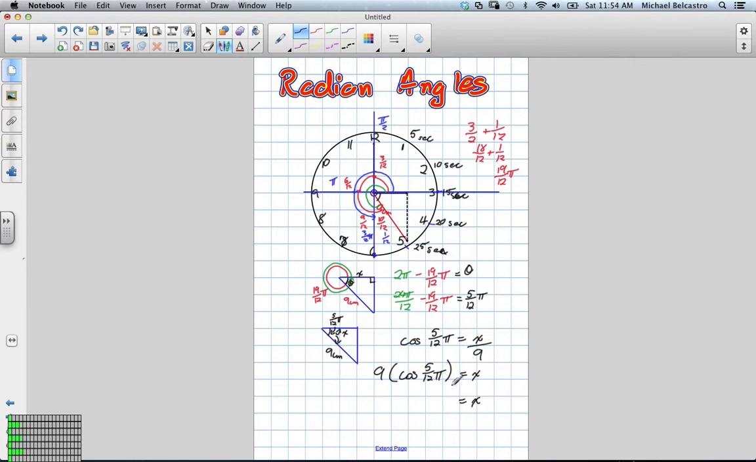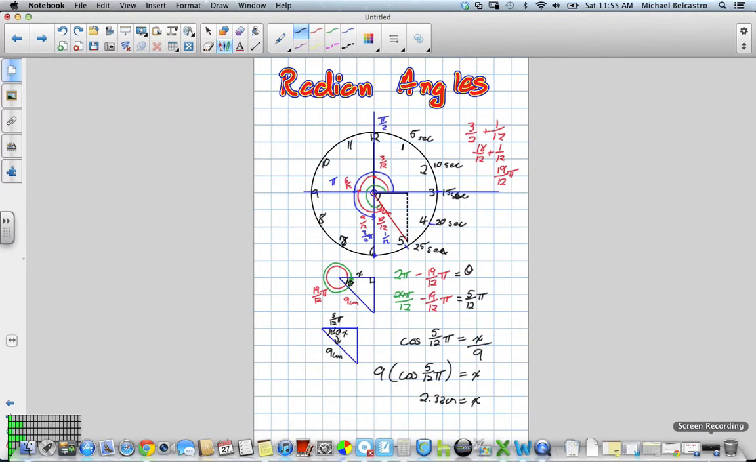2.32. Okay, centimeters. So in other words, the hour hand is 2.32 centimeters, which makes sense. The hypotenuse is 9. It's far less than that. That's probably a pretty logical answer. 2.32 centimeters is our distance.